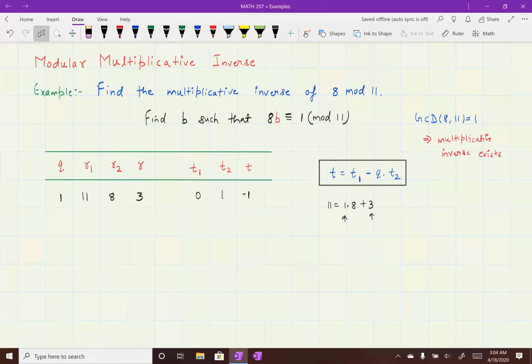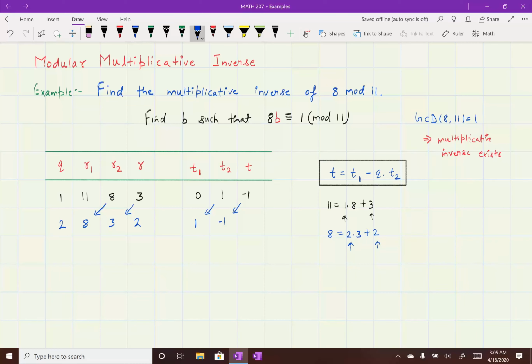Then in the next step, similar to the extended Euclidean algorithm, I will do the shifting: r2 becomes r1, which is 8 here, and the remainder r becomes r2, which is 3 here. The t2 gives the value of t1, which is 1 here, and t gives the value of t2, which is minus 1 here. For the new values of r1 and r2, which are 8 and 3, I can apply my division rule. 8 can be written as 2 times 3 plus 2. So the quotient is 2 and the remainder is 2 here.